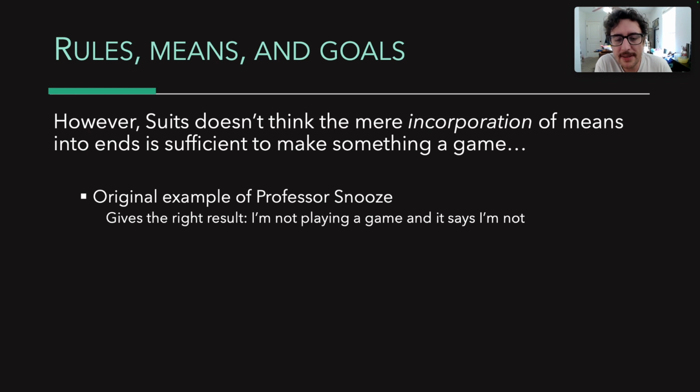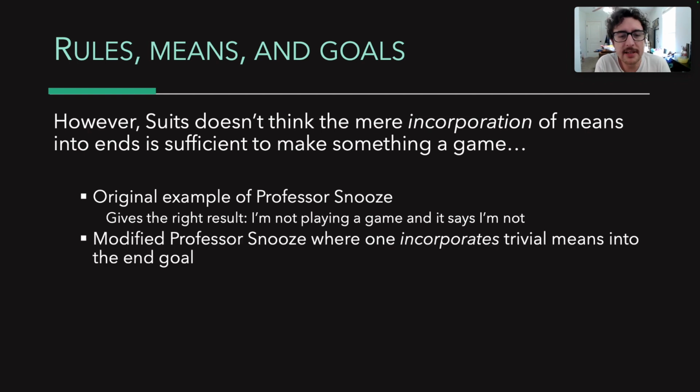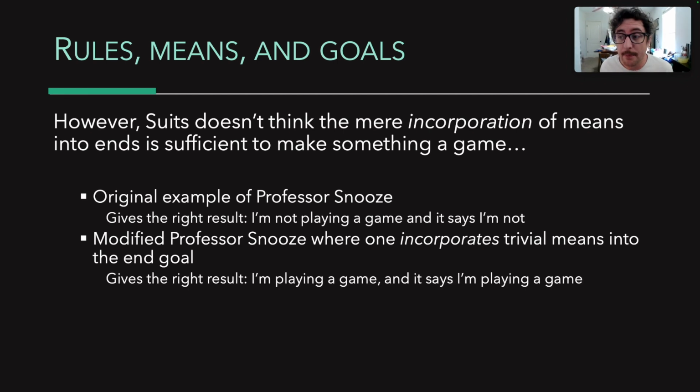But then Suits says, let's imagine a very strange case, where instead of just having the goal of saving Professor Snooze, and you're willing to take any means that are efficient for doing so, imagine you say, you know what, I'm going to set myself the goal of saving Professor Snooze, but not just to save him. My goal is to save him by running around the path and not using the grass because I want a challenge. Now it looks like I am playing a game. I've created a game for myself. I've thereby said, I'm not going to take the most efficient means. My goal is to accomplish saving Professor Snooze using this less efficient path, not going on the grass.